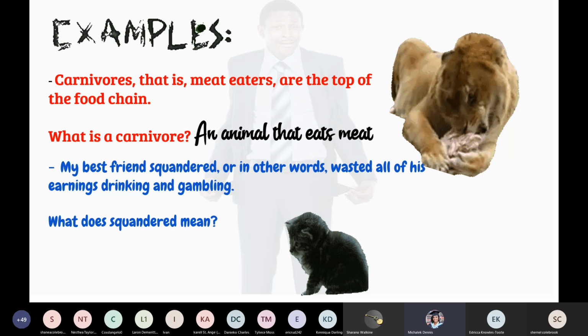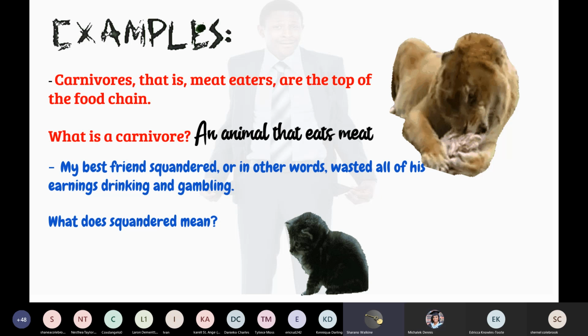All right. So good job, students. Now let's look at another example. My best friend squandered, or in other words, wasted all of his earnings drinking and gambling. What do you think the word squandered means? Anyone, let's see these answers. I see one pop up. Someone said loose. What do you mean by loose? Wasted. I think they mean loose with money, not careful with it. Okay, foolish manner. All right.